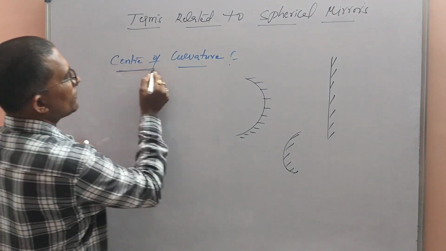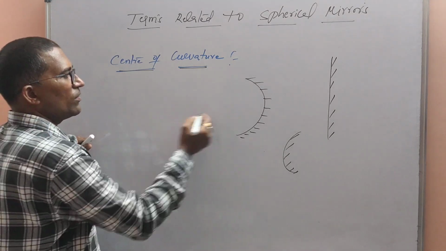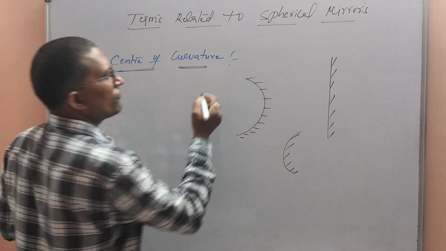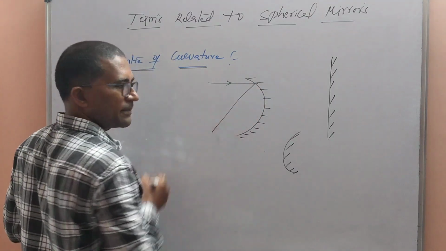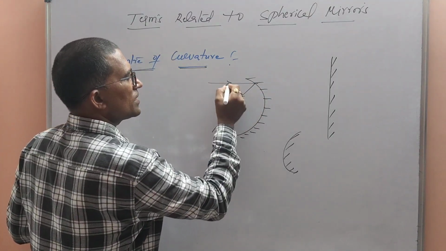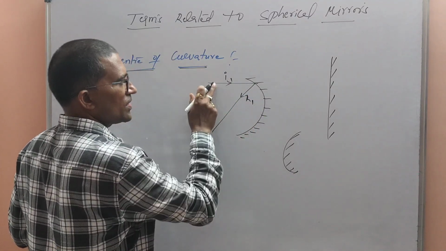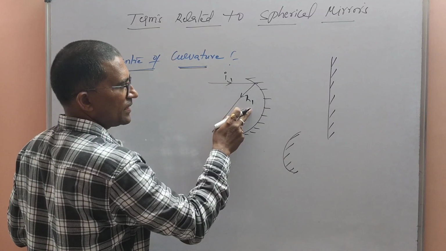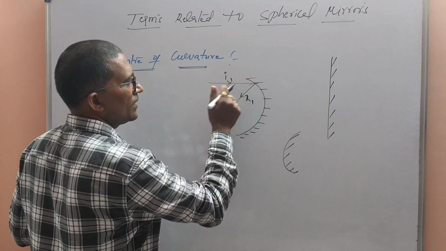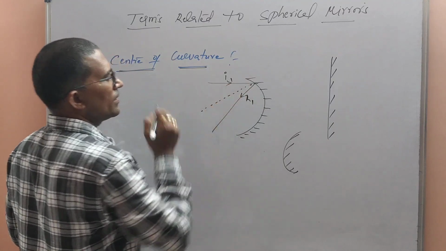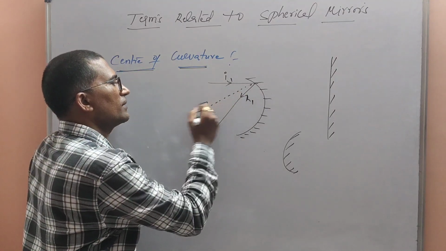So what is the meaning of center of curvature? I want to explain it very clearly. Now this is a concave mirror. If I send an incident ray, and it is reflected, this is the incident ray I1 and this is the reflected ray R1. Between the incident and reflected ray, we have a normal line. The normal line is at 90 degrees to the reflecting surface of any mirror.